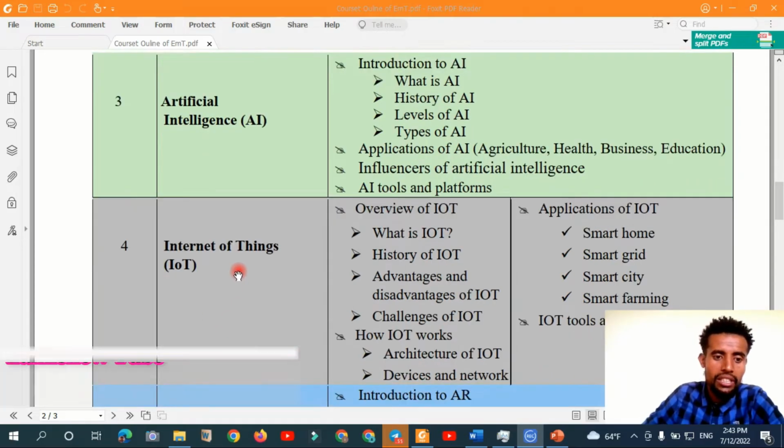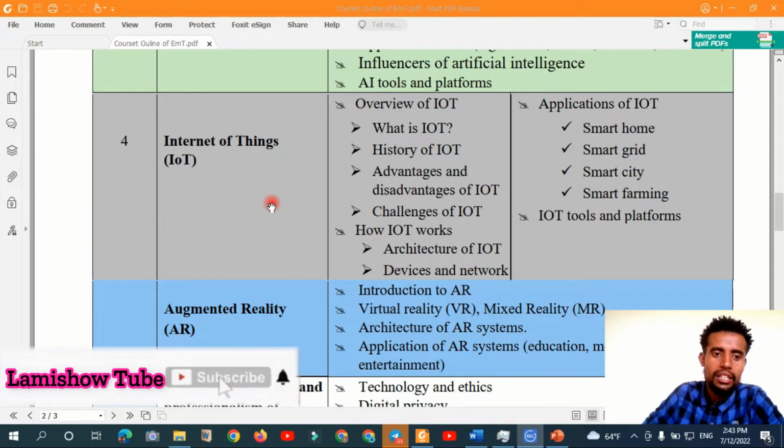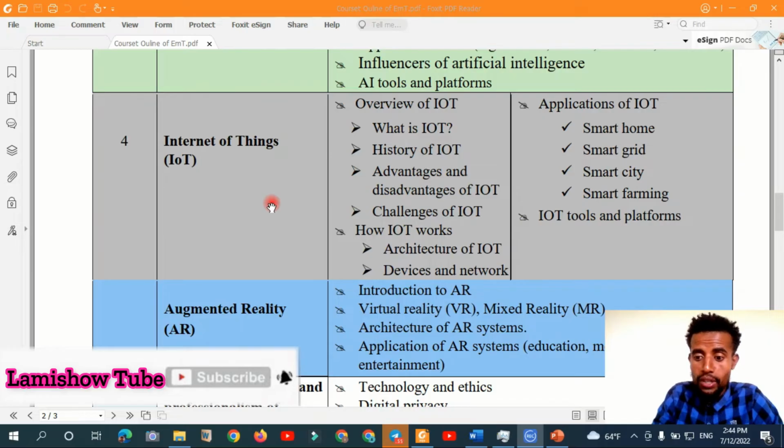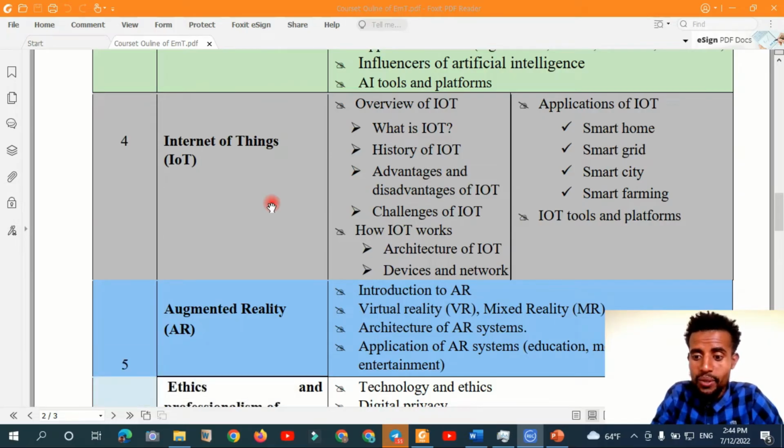Then next to that, we have chapter 4, Internet of Things, or IoT. As I told you before, the main goal of artificial intelligence, or AI, is to make every device or every system smarter. So if you have smart devices or smart systems, they can easily share information or data, or they can easily communicate with each other. So if the smart devices are interconnected together and able to share data or information with each other, we can call it Internet of Things.